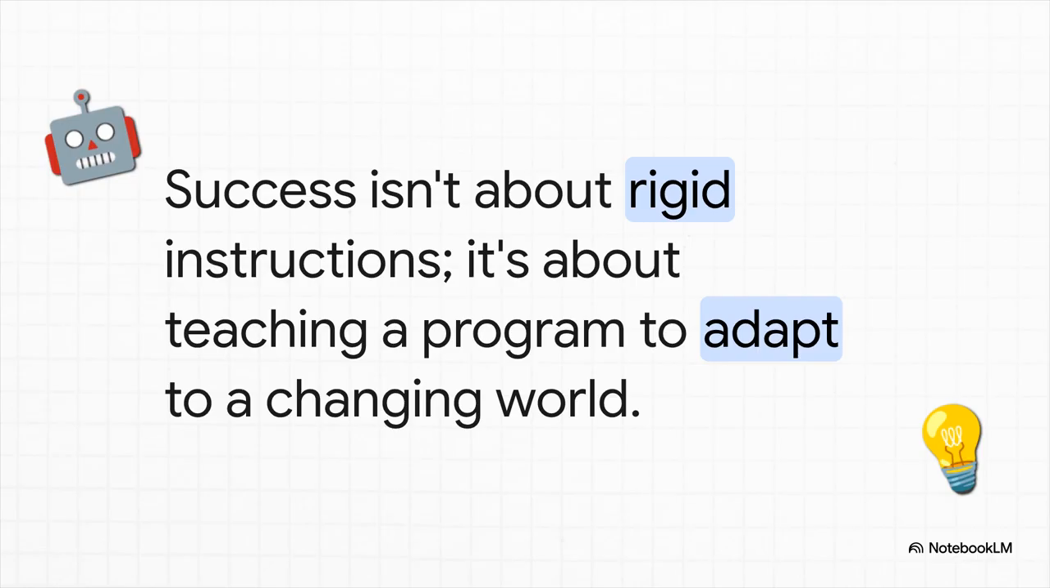Successful automation isn't about writing a perfect, rigid list of instructions. It's about teaching a program how to observe its environment, find the information it needs, like a page count that always changes, and then adapt its own strategy based on what it finds.